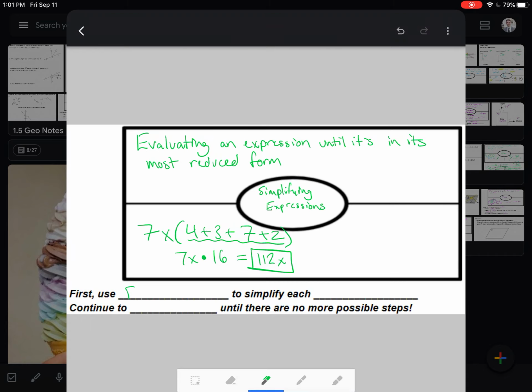So our steps for today, like we just did, we're going to use PEMDAS. So it is important to follow the order of operations still to simplify each expression.